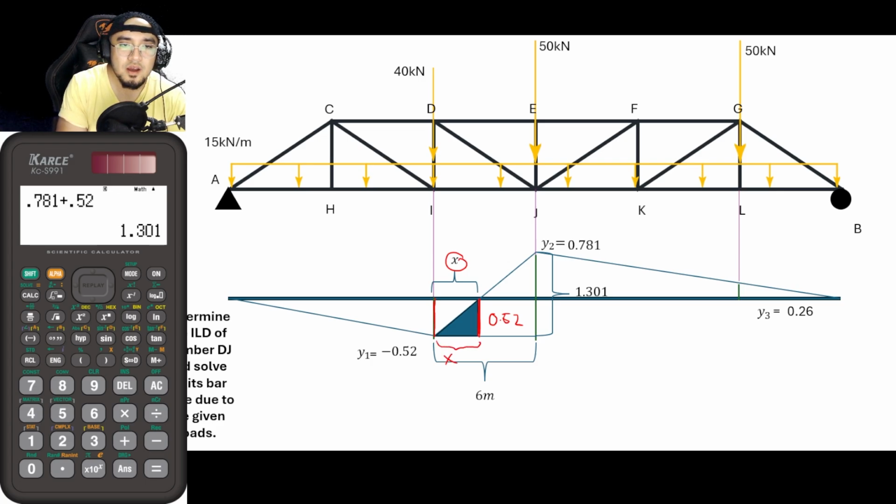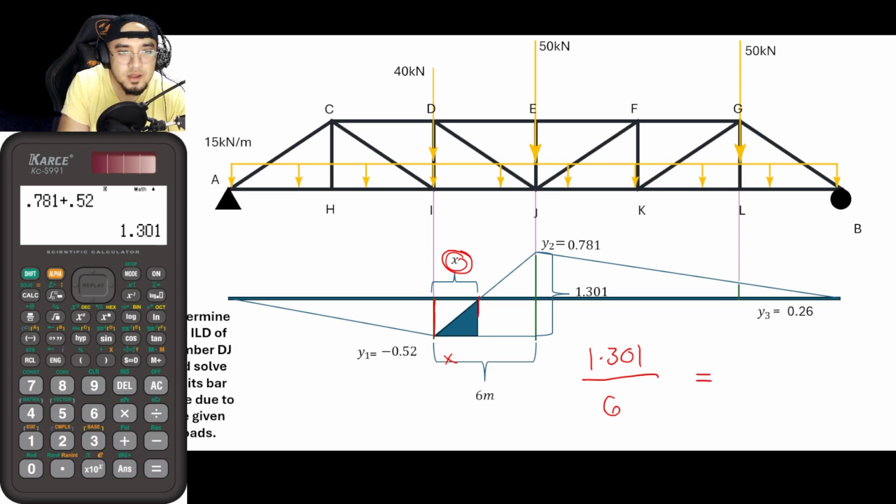Okay, so in order for us to solve for the value of x, let us get the ratio of the first or the bigger triangle first. So for the bigger triangle, that is, once again, 1.301 divided by 6. Okay, so vertical over horizontal. This is now equal to vertical.